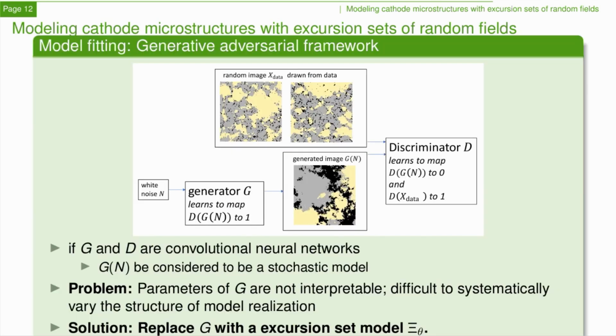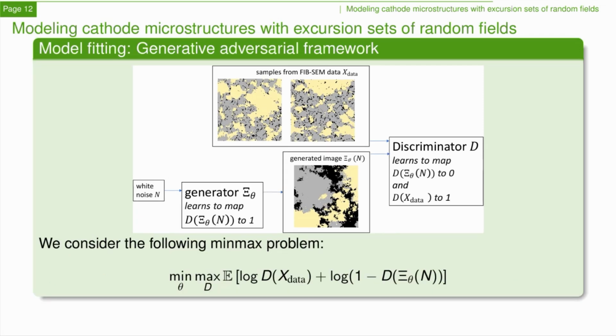And we plug this into the generative adversarial network framework. So instead of G being a neural network, which has millions or billions of parameters that are uninterpretable, we plugged in our stochastic geometry model and calibrated it using these GAN techniques. So it produces then 2D images that are statistically similar.